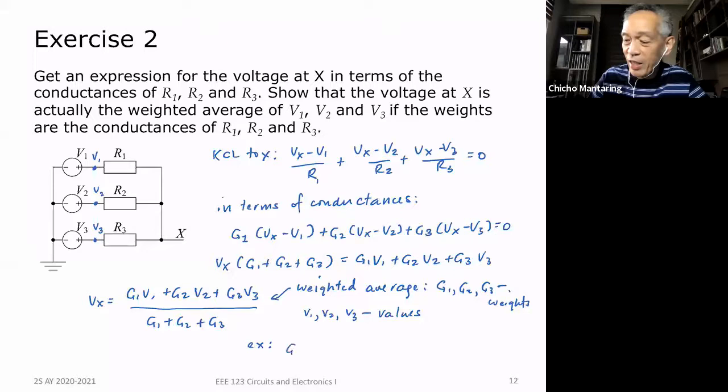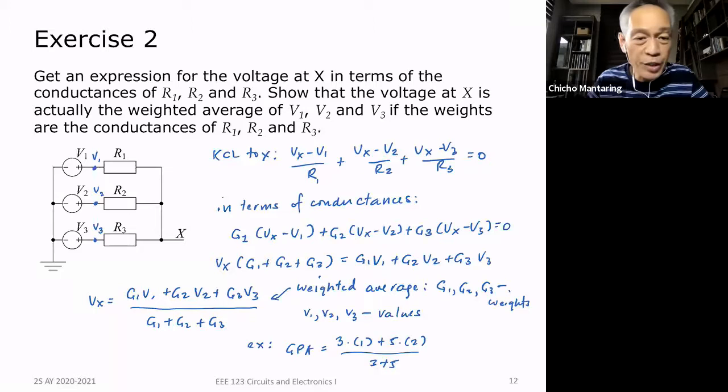No? Your grade point average would be 3 units multiplied by your grade 1 plus 5 units multiplied by your grade 2 over 3 plus 5. No? That's your grade point average. So hindi ba yun din yung ginagawa nito? No? So sabihin natin, V1, V2, and V3, those are your grades in your subjects with G1 units, G2 units, and G3 units. No? So this is how you would compute for your grade point average. So in effect, this is really a computational circuit where the weights are fixed. Your weights are fixed by R1, R2, R3, and then your voltages are assumed to be variable. That depends on the actual values that you want to weigh, that you want to get a weighted average of.